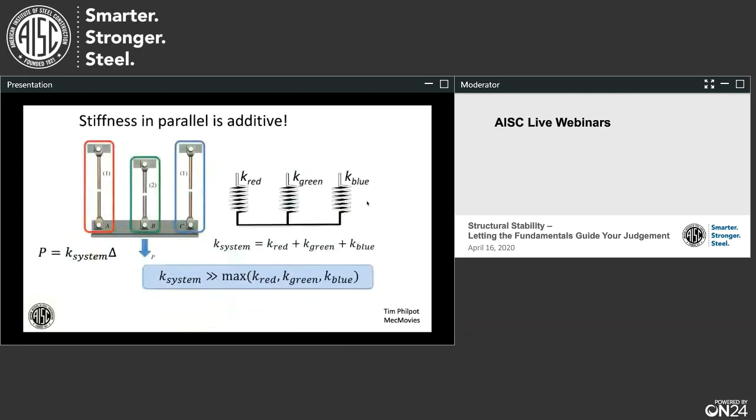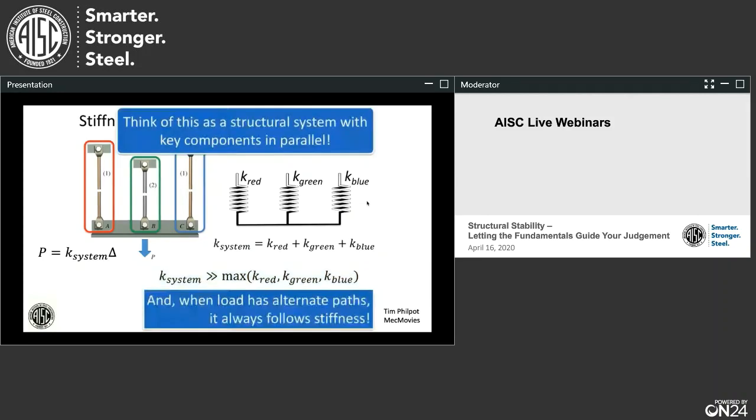The counter to that is when you have a whole bunch of members in parallel. That's a really good thing. One, it does provide you structural redundancy, so it's good from a strength standpoint. But from a stiffness standpoint, each one of those members is contributing to the total stiffness. So it's a summation. So the stiffness of the entire system is actually a lot larger than the maximum of any one of the individual stiffnesses. So that's a really good thing. So try, if possible, and when you can, to get the stiffness of your structural components in parallel.